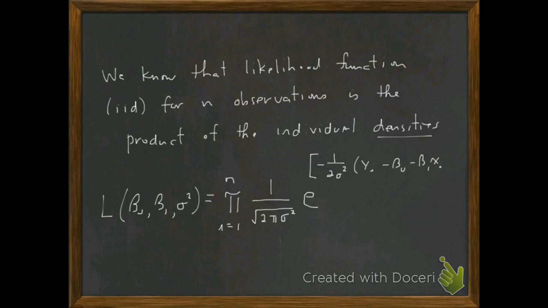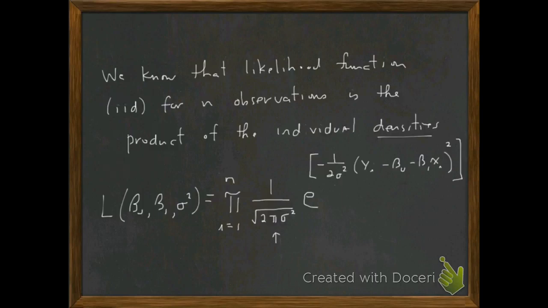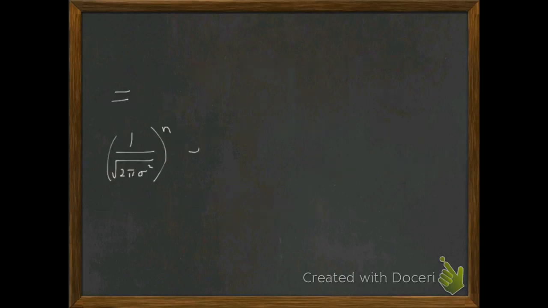About to run out of space. Okay, let me go to the next page. And this is going to be easily, let's see what's going on here. So we've got the products, so we'll have n of these. And then we're going to multiply these terms, and we'll be summing up the exponents. So the minus 1 over 2 sigma squared will be in each one, so we could factor it out. But then we'd have to sum up.